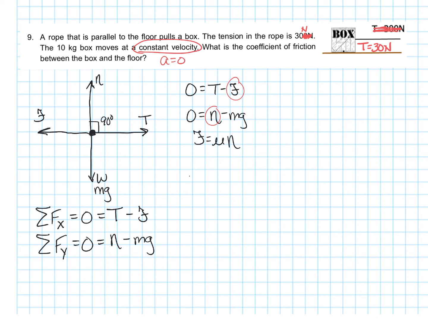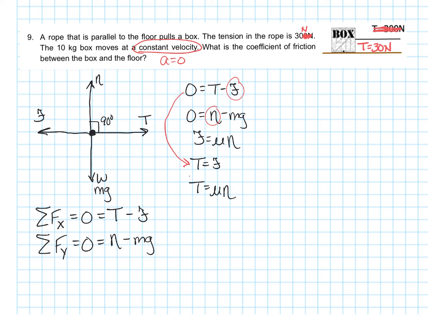Let's do a little bit more work here. I know that 0 is equal to tension minus friction. So tension is equal to friction. Therefore, tension is equal to mu times eta. I don't know if you noticed what I did there. All I did was take this expression and rearrange it so I could isolate T. So T is equal to mu times eta.